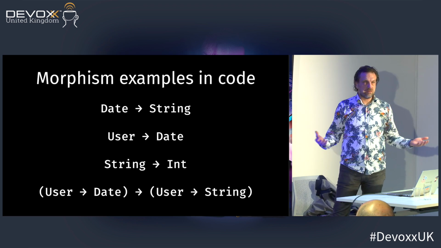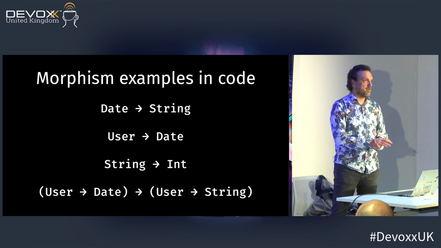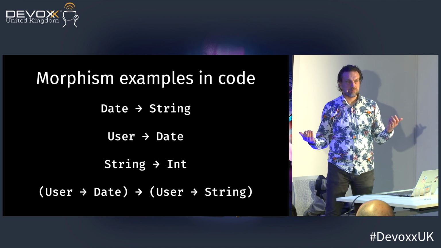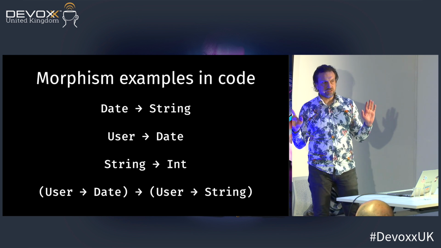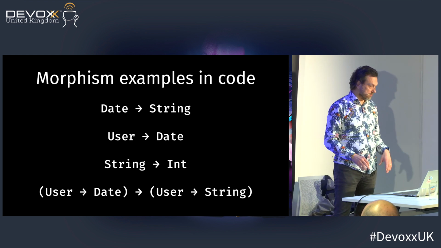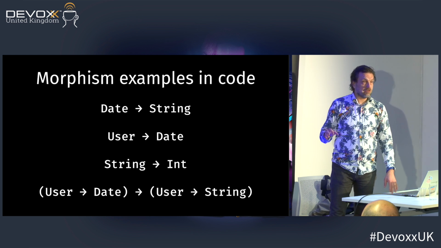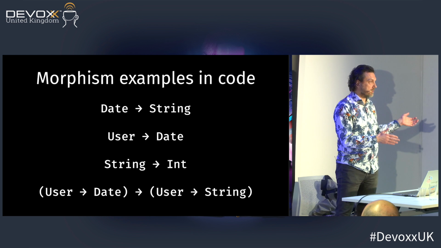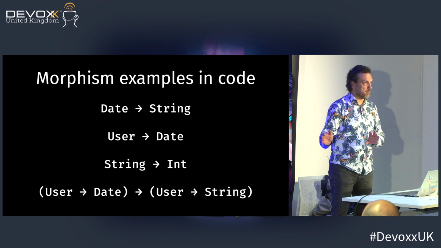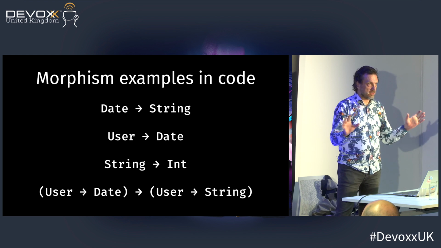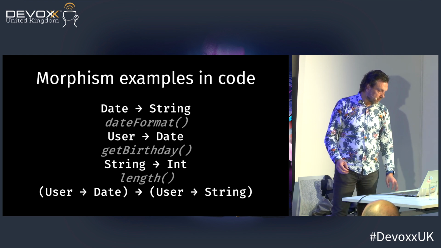And let's see some examples of morphism. A morphism is something that takes a type and transforms it into another type. So far, so good. I mean, date to string, user to date, user is whatever you want it to be. But it can also be a function to another function. So we can have a function that takes a user and transforms it into a date, and now we transform it into a function that takes a user and transforms it into a string. So this is the idea of morphism.